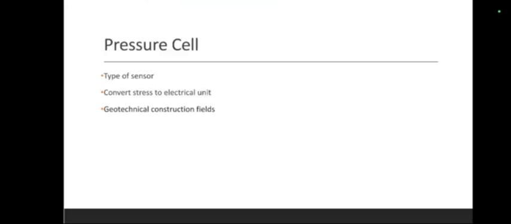A pressure cell is a type of sensor that converts stress or pressure into a measurable or readable electrical unit. The pressure cell is fundamentally used to measure the total stress in various geotechnical construction fields. The vibrating pressure cells are based on vibrating wire technology.